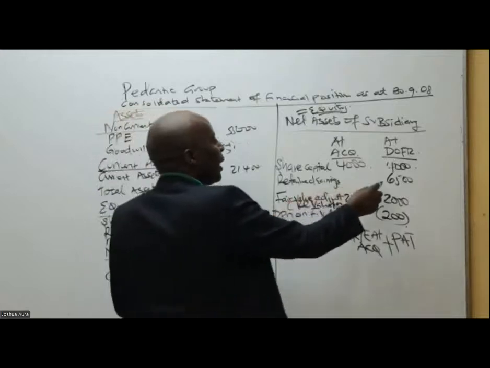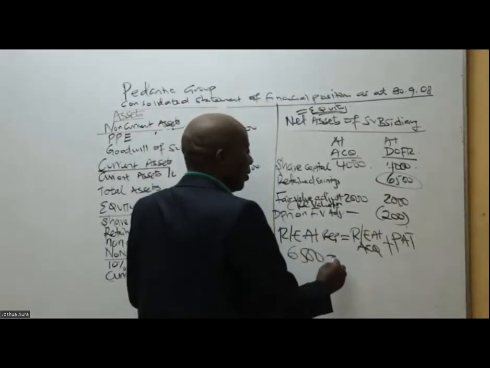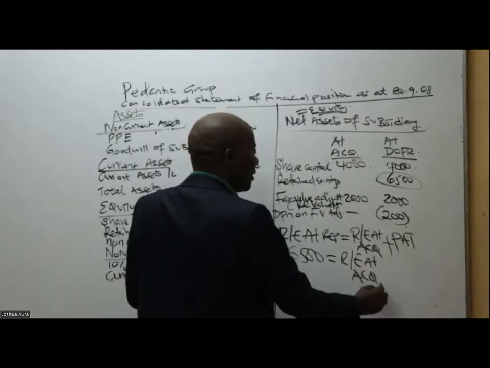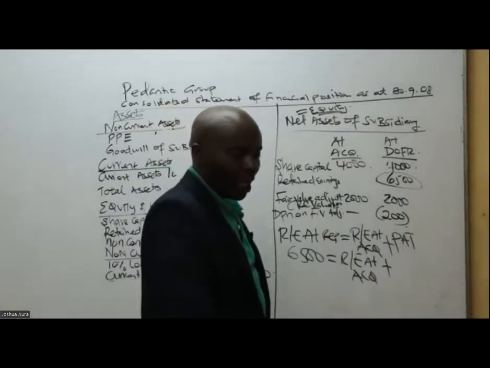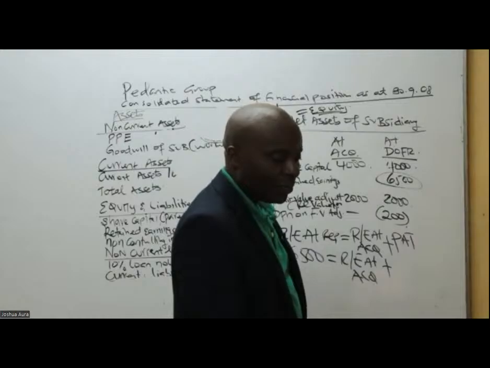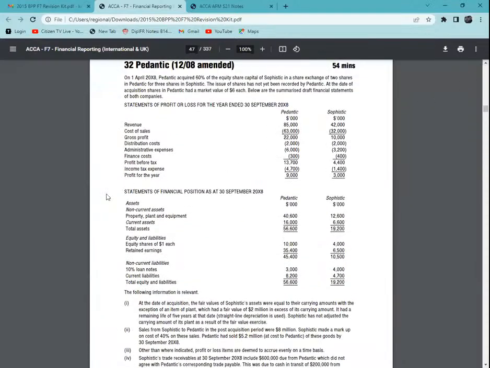Retained earnings at reporting is 6,500. Retained earnings at acquisition is what I earned. But fortunately, I have the profit after tax of your subsidiary in the income statement up here. You will be able to see the profit for the year. Is there somebody who is able to see the profit after tax, the profit for the year, of the subsidiary?